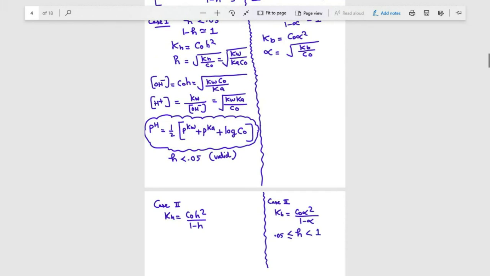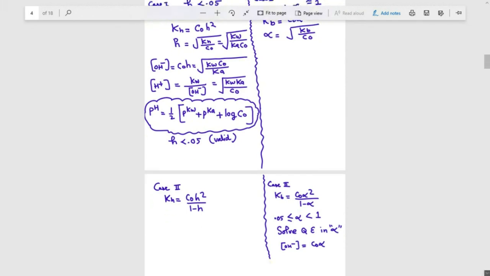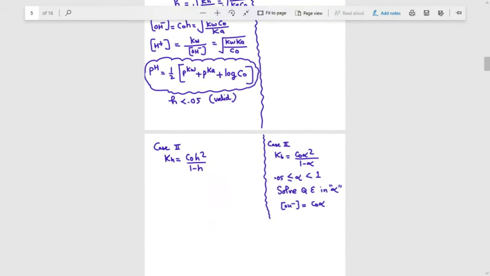So in this case, I cannot neglect alpha. Here we should write alpha, not h. So in this case, I cannot neglect alpha with respect to 1. So we have to solve a quadratic equation in alpha. When we solve the quadratic equation in alpha, then we can write that OH minus ion concentration will be C naught alpha. So if we know the OH minus ion concentration, we know the pOH of the solution, and if we know the pOH, we can calculate the pH of the solution.